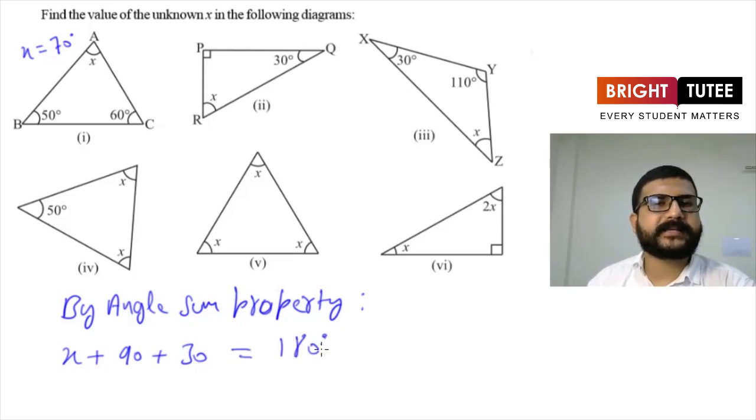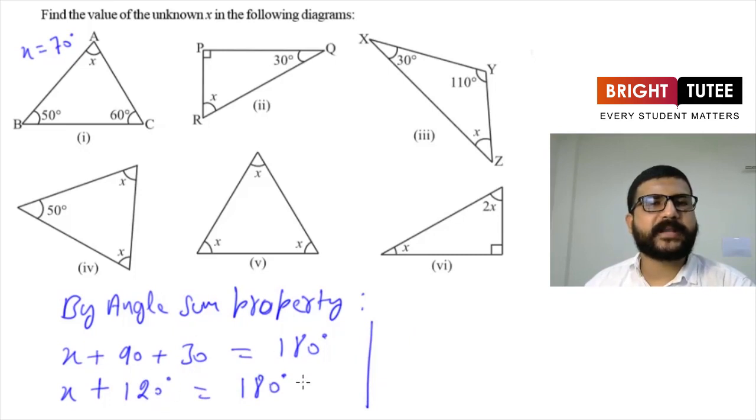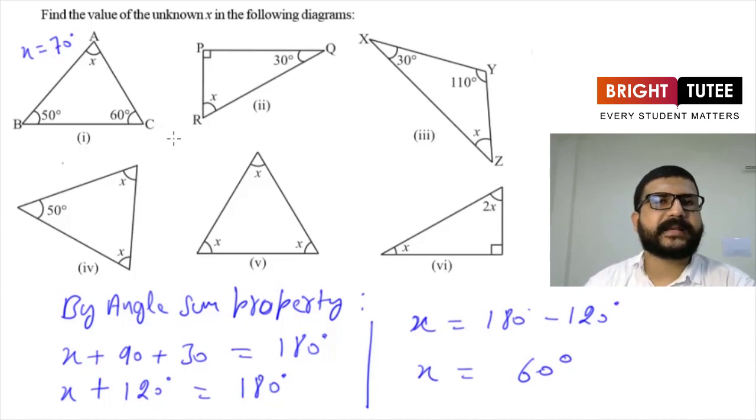is equal to 180 degrees. Now by simplifying we will get x plus 120 degrees is equal to 180 degrees. Now from here we can transpose this 120 to the right side of the equation. So this gives us x is equal to 180 minus 120 degrees. Now by simplifying we will get x is equal to 60 degrees. So from here we are getting the value of x as 60 degrees. So the final answer for the second question is 60 degrees. Now let's see the next question.